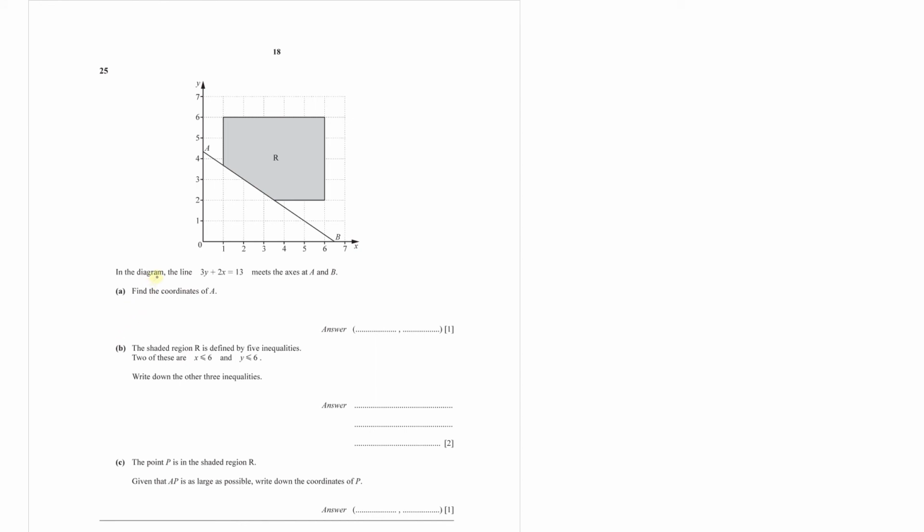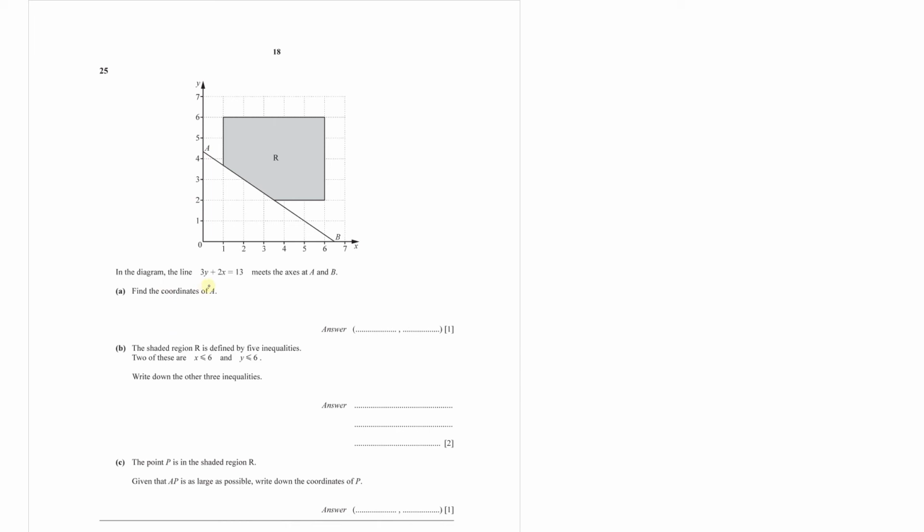So in the diagram, the line 3y plus 2x equals 13. So this is the line equation of the line that meets the axes at A. So it meets the y-axis at A and the x-axis at B. Find the coordinates of A. So to find the coordinates of A, you will substitute the x value, which is 0 here, in this equation to get the y value. So you know that the x value is 0 because A is the y-intercept of this line.